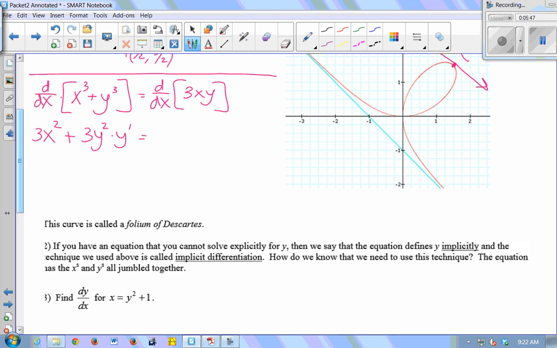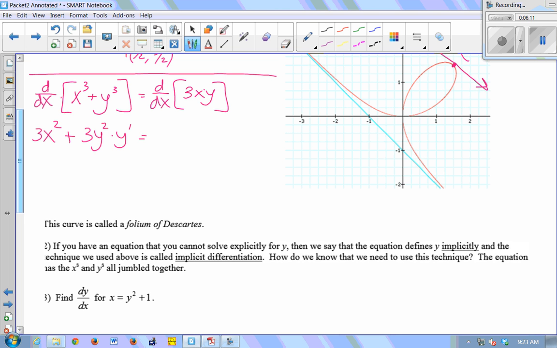Okay, so that's my left-hand side. And then my right-hand side, the d dx of 3xy. So I'm going to give you a little hint. Put a dot in between the 3x and the y. I'm going to have to use the product rule on my 3x times y. 3x is a function of x, and y is a function of x.